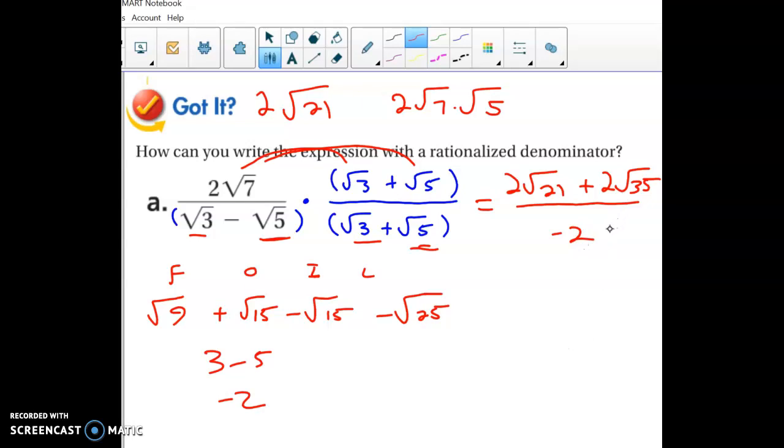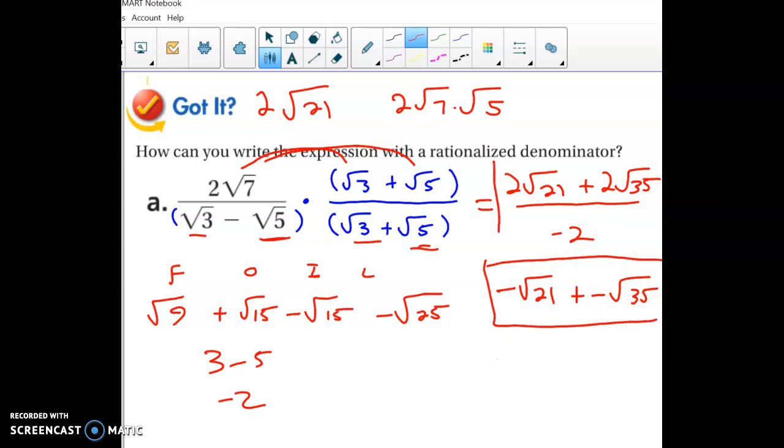If you really want to have some fun with it, this negative 2 would divide out the 2s on top. So we'd have negative radical 21 plus negative radical 35. Divide the negative 2 into both of those. That would be the cleanest answer, and I don't think it cleaned up any more from there, so we could just leave it that way. Even if you got it here, I'd probably call it good on a test.